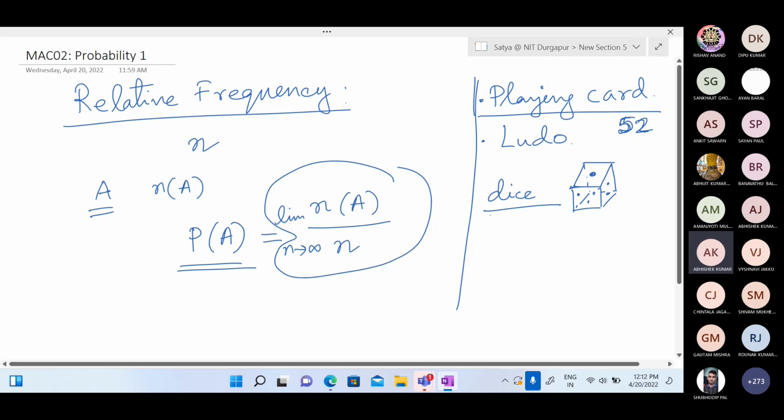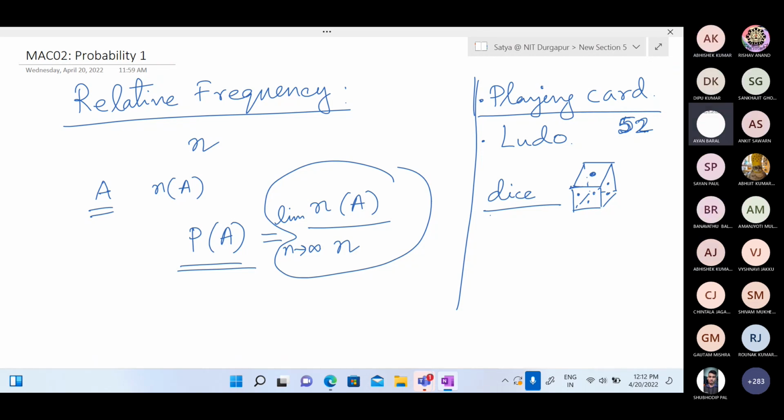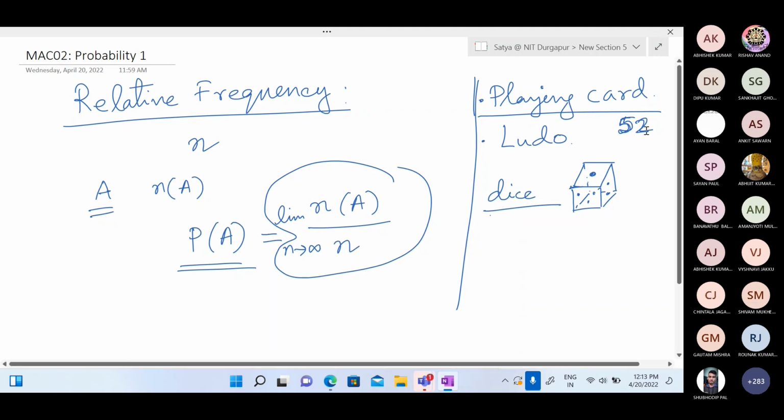Sir, the Joker is also there? No, actually the Joker does not come into the picture, the Joker is extra. Mainly there are 52 cards. The Joker is given so that if we have lost any card, we can fill it up with the Joker. That is giving 2 or 3 extra cards in a pack.